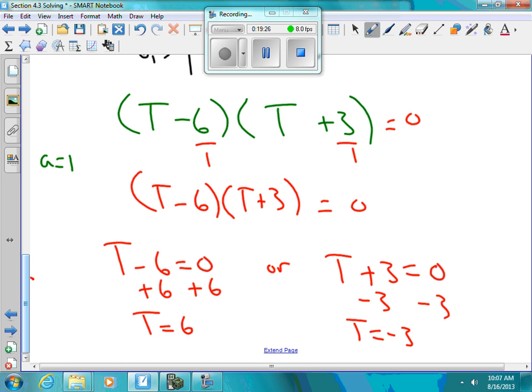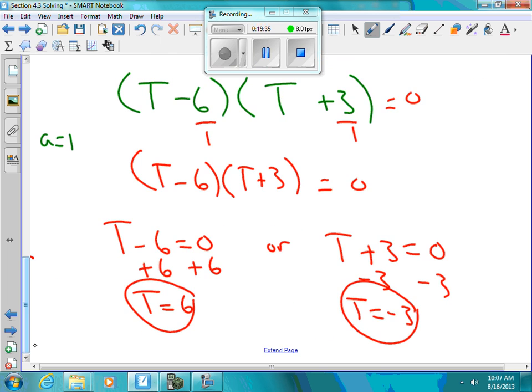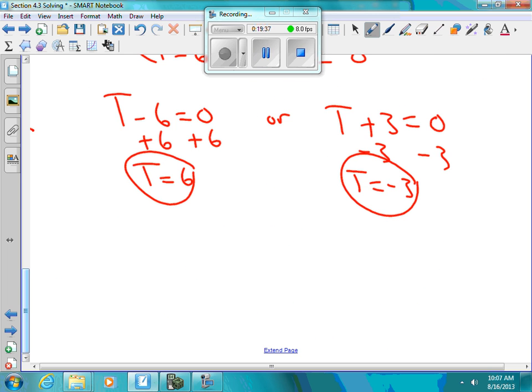We get t equals -6 and t equals -3. Those are our two solutions. You can check this by plugging these back in. Let's do it the old-fashioned way. Check. This is how Mr. Kuhn had to do it way back in the day.